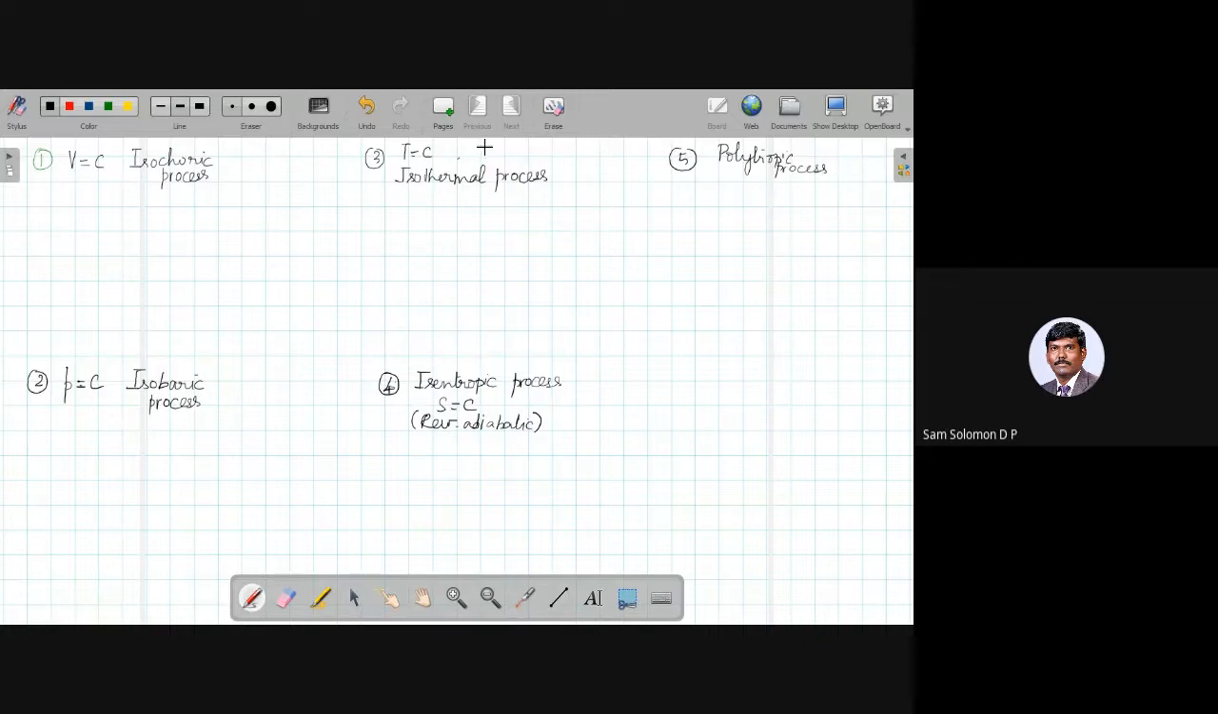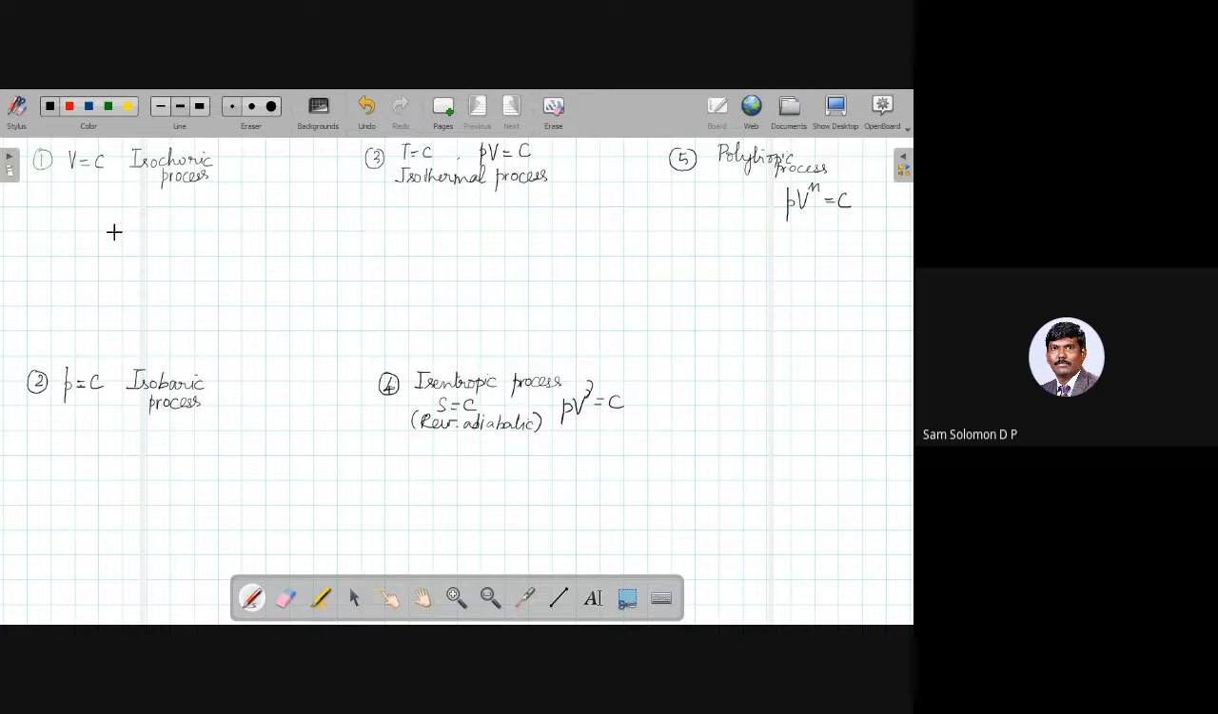For temperature equal to constant, we can also call it PV equal to constant. We have already seen how this is arrived at as PV equal to constant. For the isentropic process, we call this PV power gamma equal to constant. And this one is PV power n equal to constant. Now we are going to see how to draw the PV diagram for all these processes.